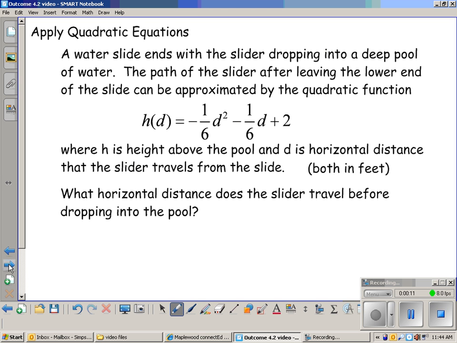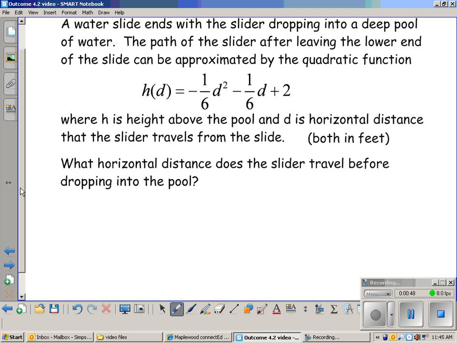A water slide ends with the slider dropping into a deep pool of water. The path of the slider after leaving the lower end of the slide can be approximated by the quadratic function h of d equals negative 1/6 d squared minus 1/6 d plus 2, where h is the height above the pool and d is the horizontal distance that the slider travels from the slide. Both are in feet. What horizontal distance does the slider travel before dropping into the pool?